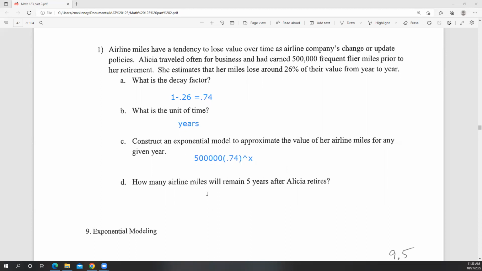Now if it's how many she has left after 5 years, then instead of doing 0.74 to find 74% and then doing it again and again and again, like how we filled in the retirement table, we can simply put the 5 where the X is. To come up with, after 5 years, she's only going to have 110,950 miles left.